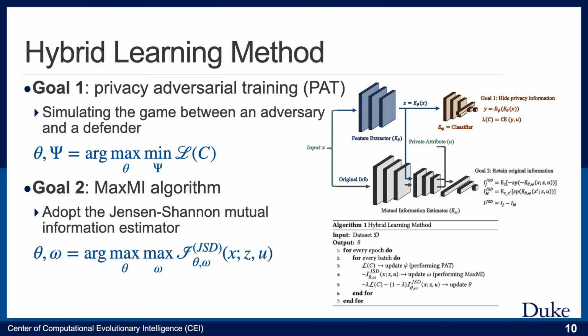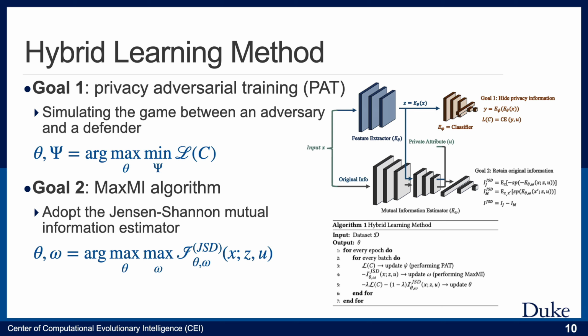According to the formulated problem, we design a hybrid learning method to train the feature extractor. As the top figure shows, there are 3 modules involved in the training process: the feature extractor, the adversary classifier, and the mutual information estimator. In particular, we designed the privacy adversarial training algorithm to achieve goal 1, enabling the feature extractor to hide the private attribute from the extracted features.